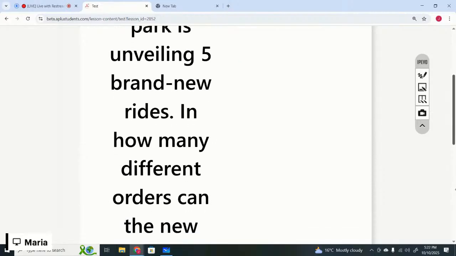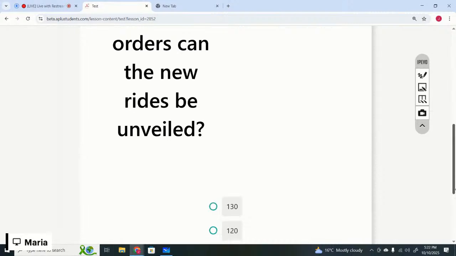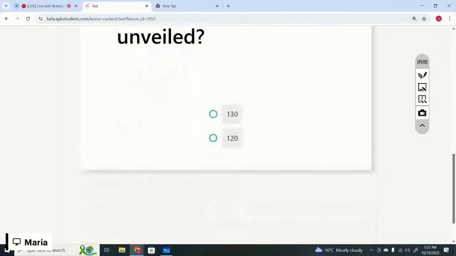An amusement park is unveiling five brand new rides. In how many different orders can the rides be unveiled? That is 120. Option number 2 is the correct option.